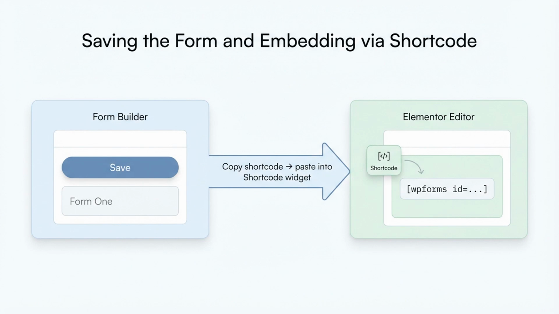Once your form fields are configured, save the form. Give it a name like Form 1. The form builder then gives you a shortcode, which is a small piece of code that represents your entire form. Copy that shortcode, go back to your Elementor page editor, search for the shortcode widget, drag it into your contact section, and paste the shortcode in. Save and apply. Your form now appears live on the page.